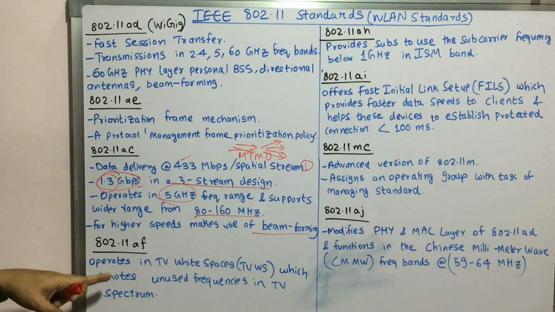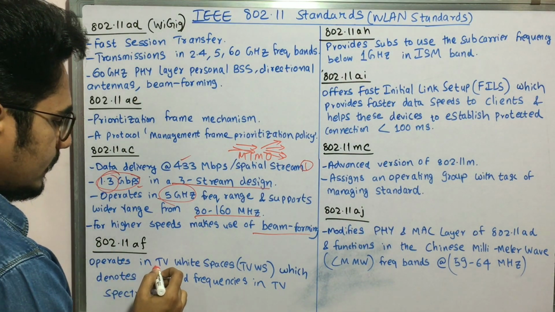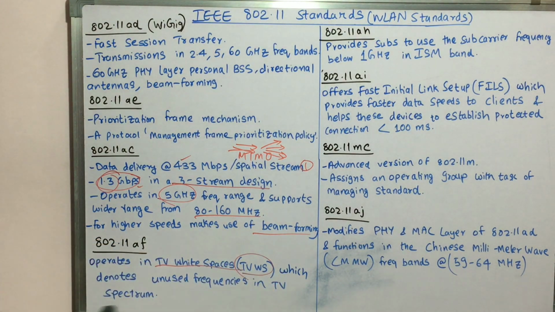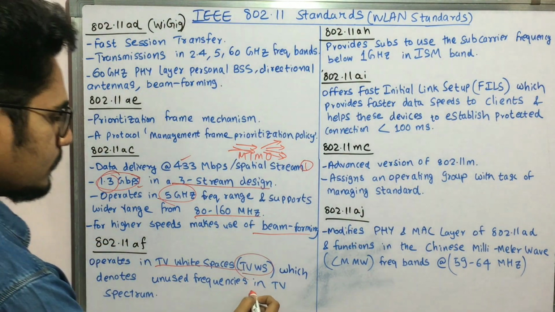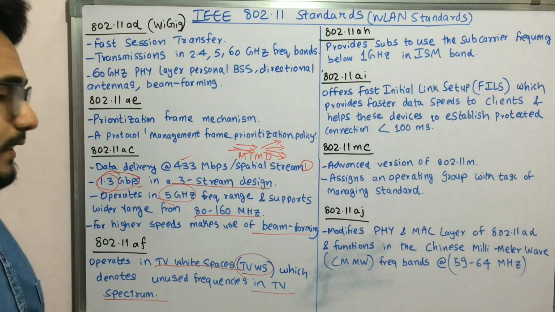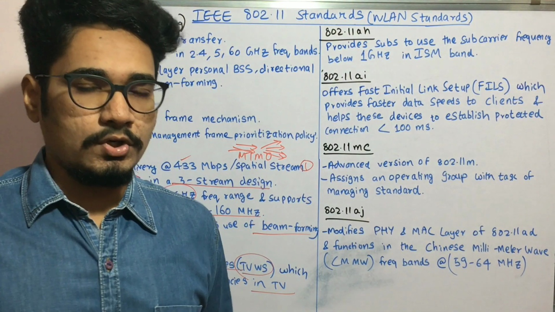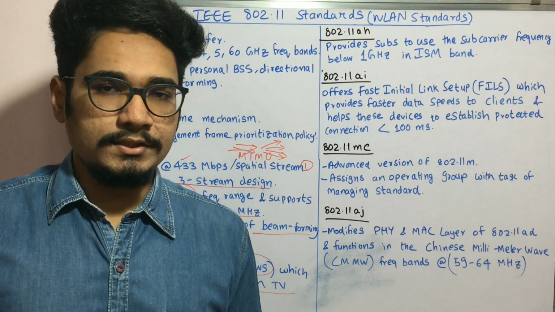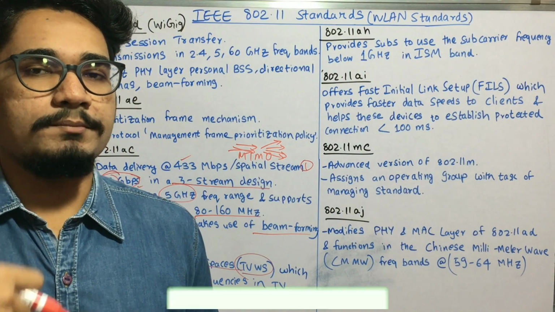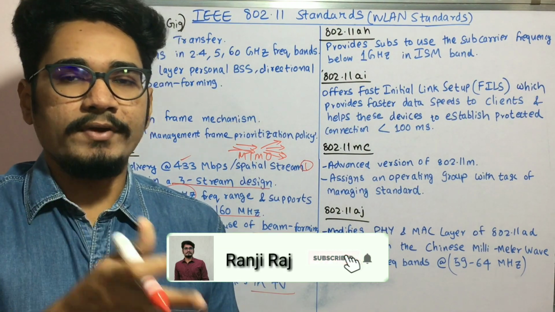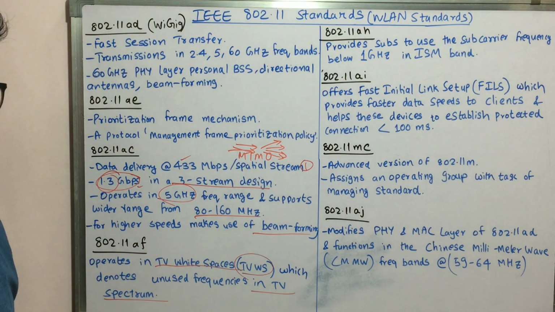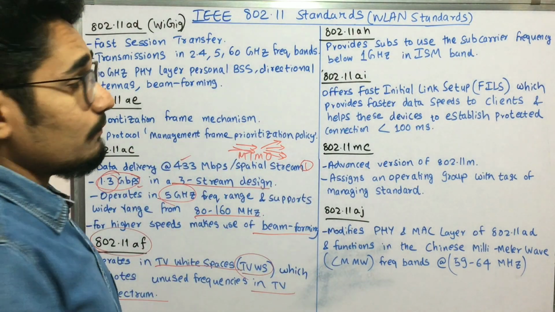Next we have the 802.11af. It operates in the TV white spaces, something called the TVWS. It aims at unused frequency in the TV spectrum. For example, if there is a large geographical area and TV broadcasting is to be done, and there are multiple TV spectrums allocated to that particular area, and if at some places some frequencies remain unused, this majorly takes care of that. That is the 802.11af.